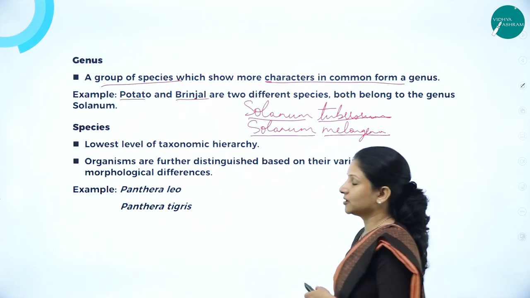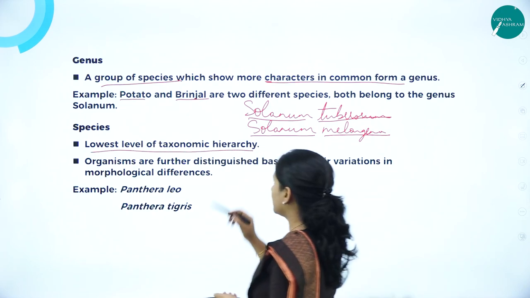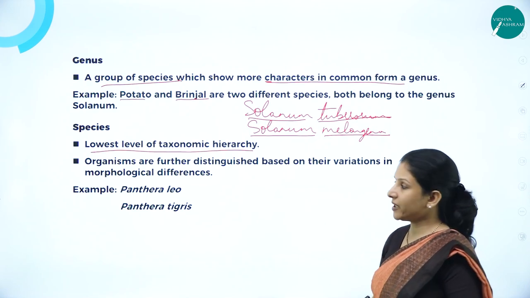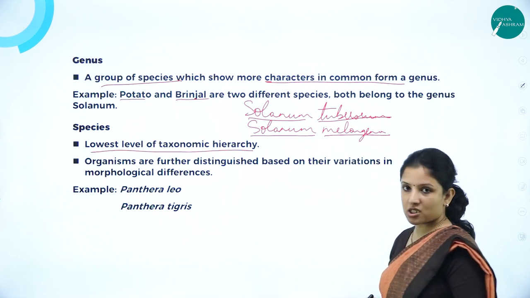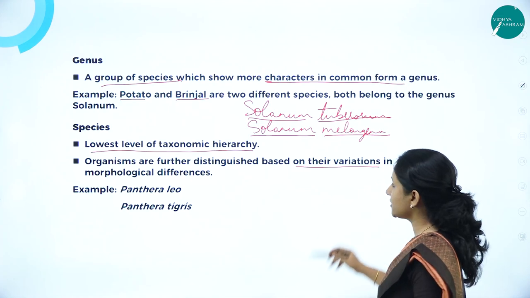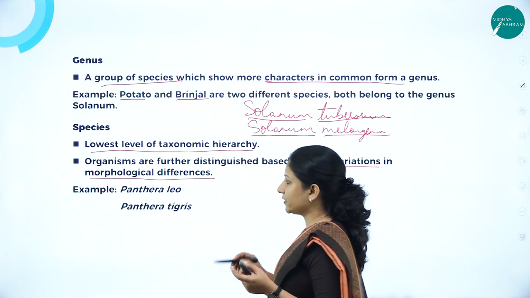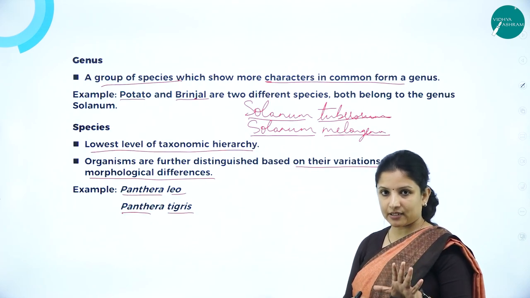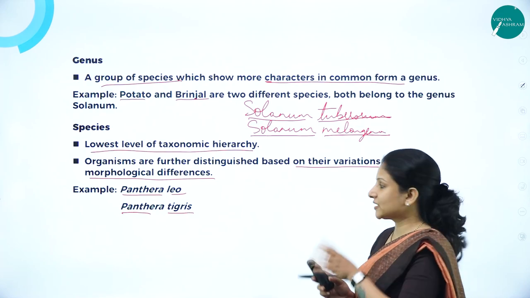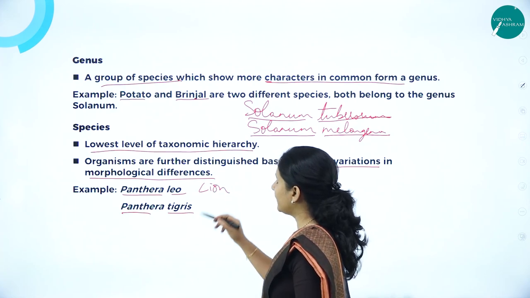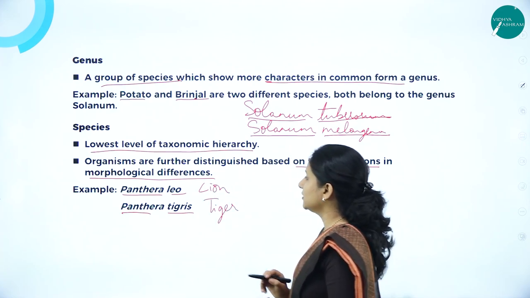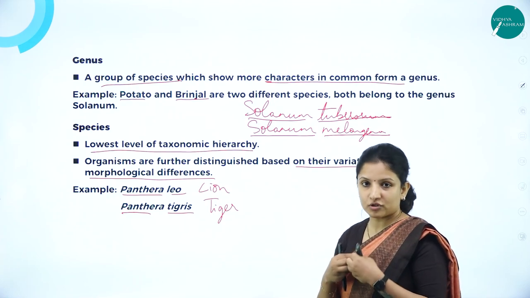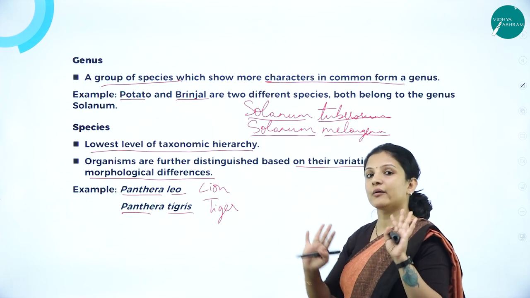Next, talking about species. Species is the lowest level of the taxonomic hierarchy. Kingdom is the highest level and species is the lowest level. Here, organisms are further distinguished based on their variations in morphological differences. They have given the example Panthera leo and Panthera tigris. They come under the genus Panthera, but their species changes. If it is a lion, we write it as Panthera leo. If it is a tiger, we write it as Panthera tigris. Now Panthera leo is just lion, Panthera tigris is just tiger. It has become even smaller, right? Finally, we are talking about a lion and a tiger separately.